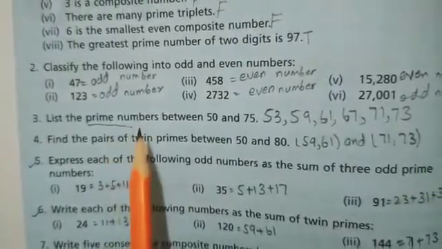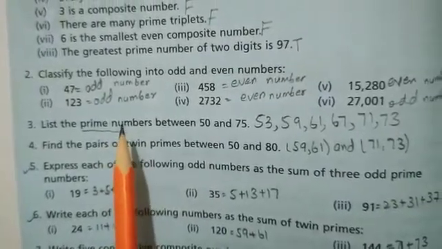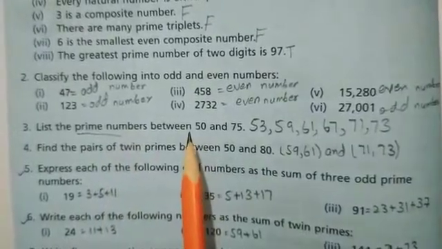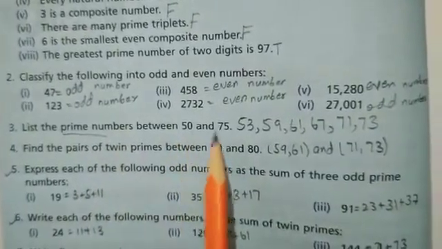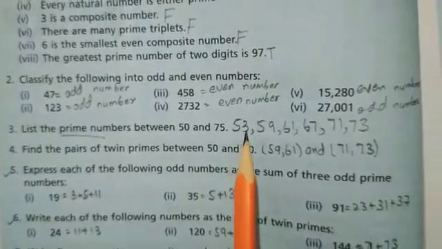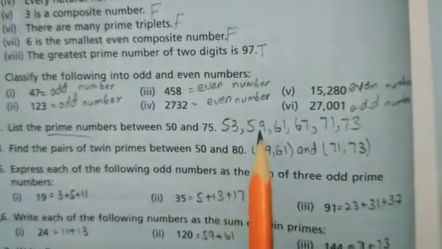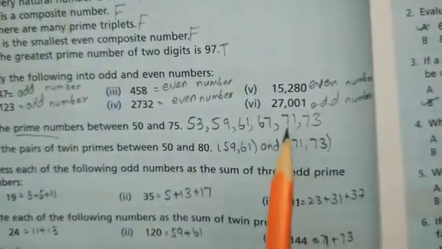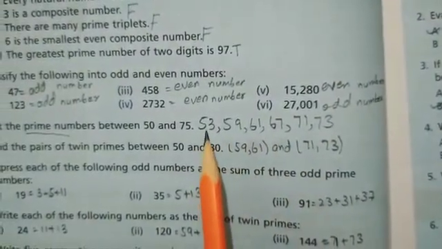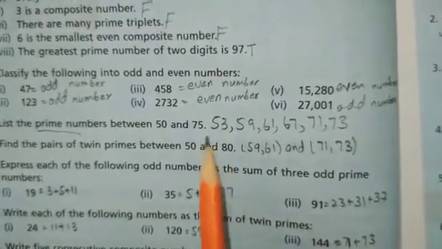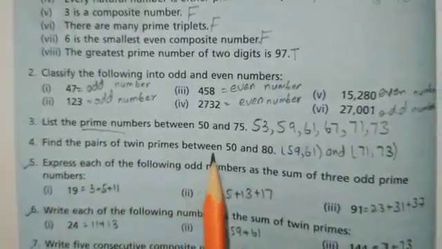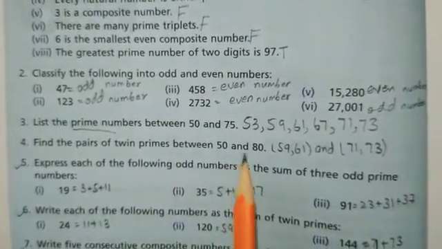A prime number has only two factors, one and itself, which means we find the prime numbers between these numbers. 53 is a prime number, as are 59, 61, 67, 71 and 73; each is divisible only by itself and one.